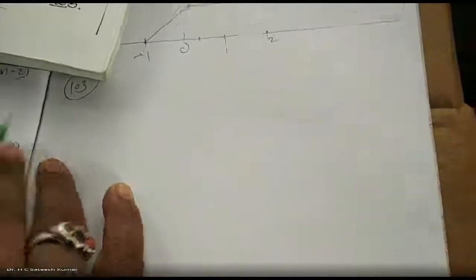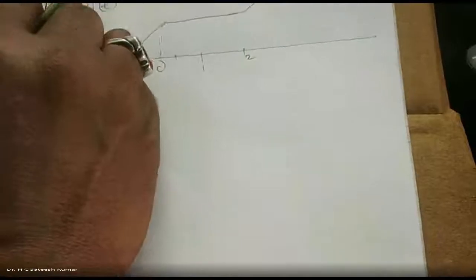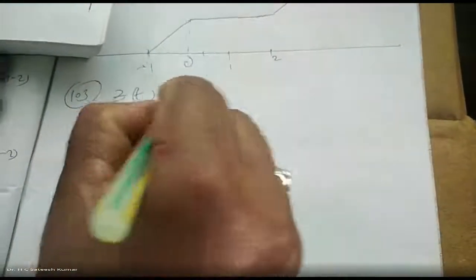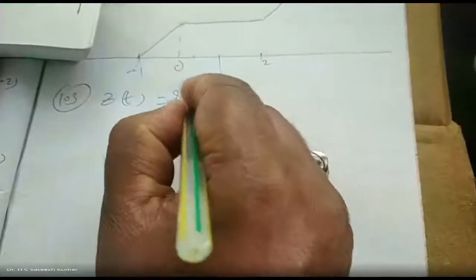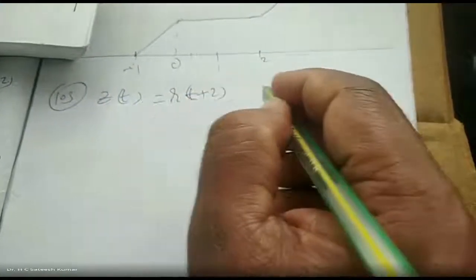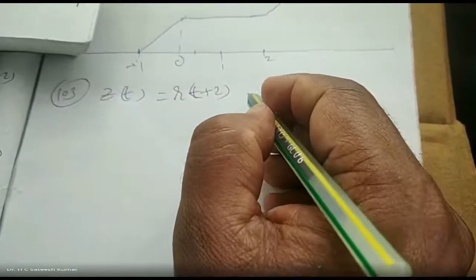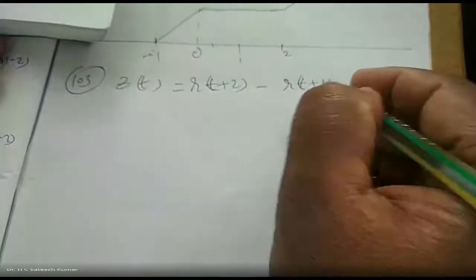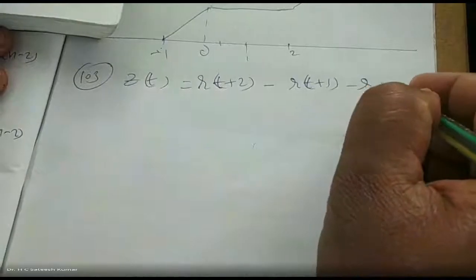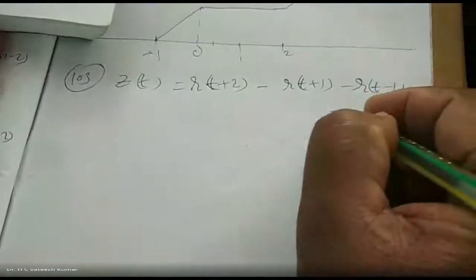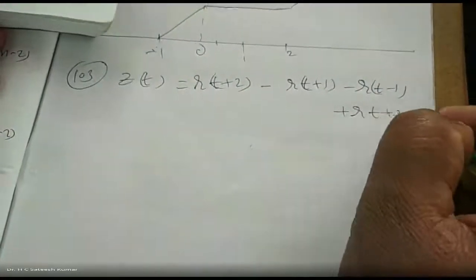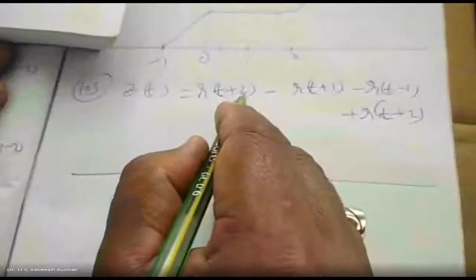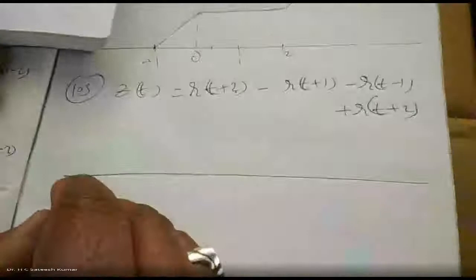Correct. One more very interesting signal I have. Z of t. Sketch the signal. Z of t is equal to R of t plus 2. I think there might be a correction. Okay. R of t plus 2 minus R of t plus 1. I'll tell you the correction. Minus R of t minus 1 plus R of t plus 2. Okay, let me check it. Starting from where? -2. Ramp is 1. Slope is 1.